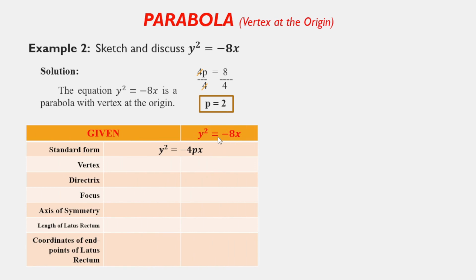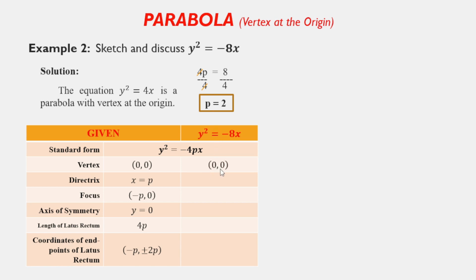So as you can see, y squared is equal to -8x is in the form of y squared is equal to -4px in standard form. So if we're going to look at the coordinates and the equations of the parts of the parabola, having the equation y squared is equal to -4px, let us now identify the equations and coordinates of the parts of the parabola.